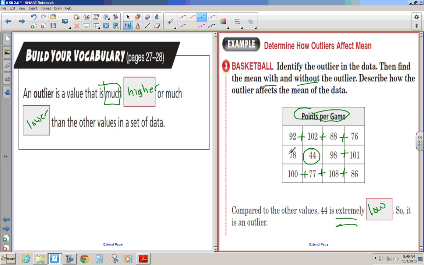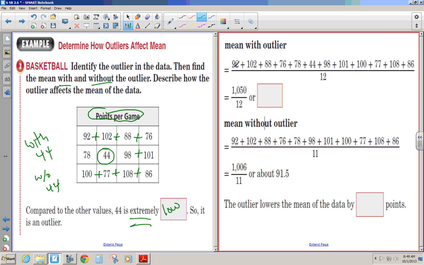And you're going to do it with 44 and without 44. So that's what's going to be on the next page here. If you add up all these numbers, you get 1,050 divided by 12. All right, let's do this long division.